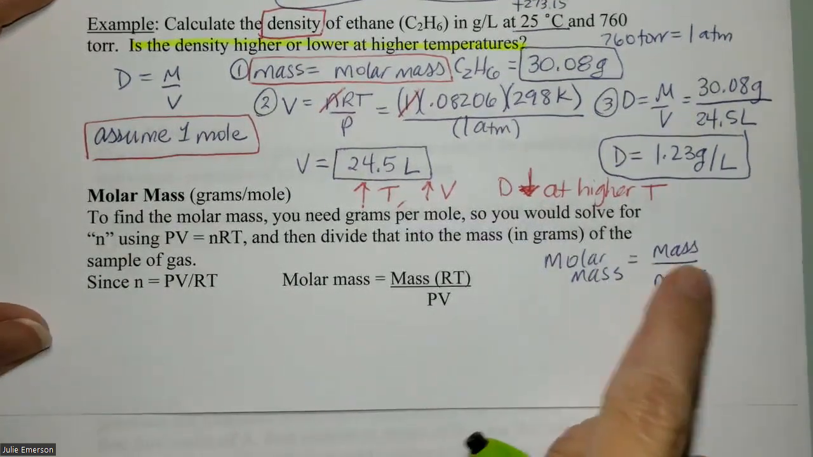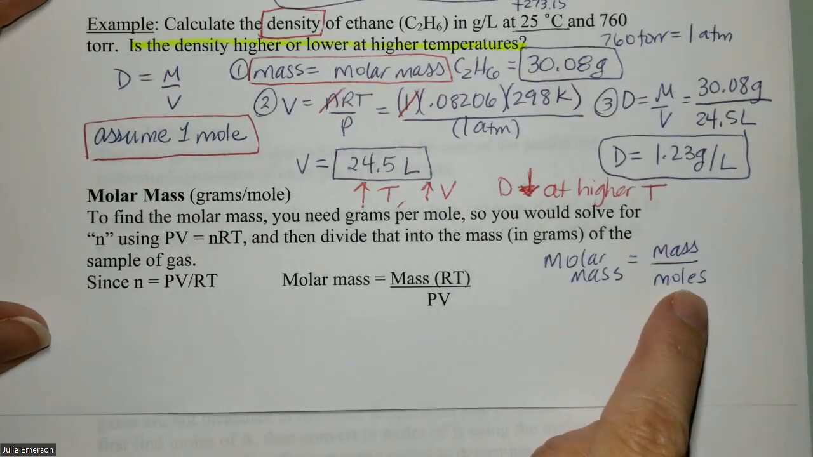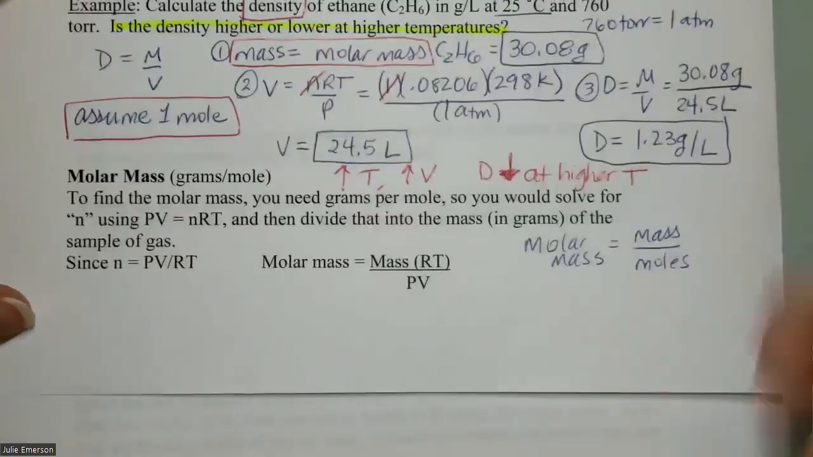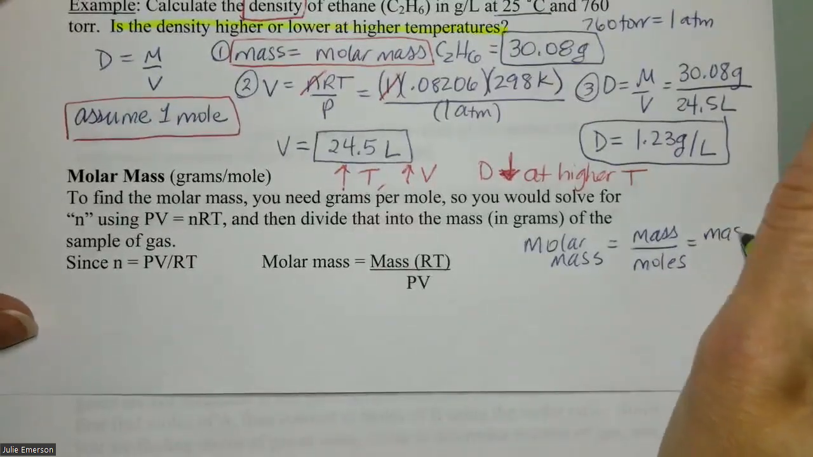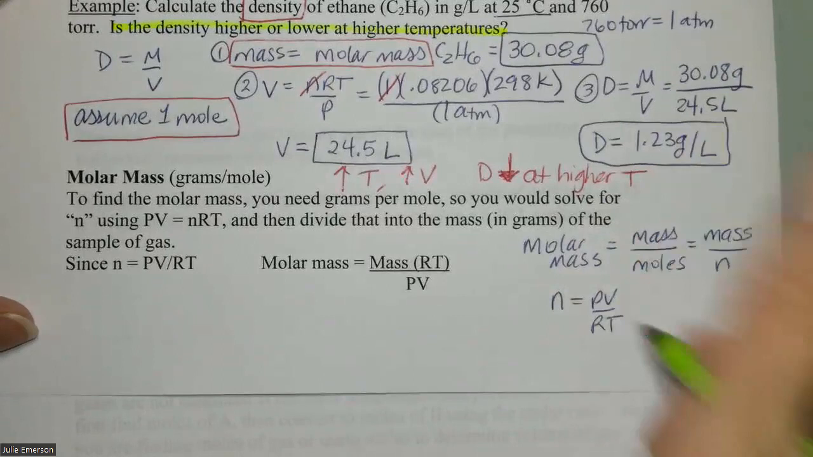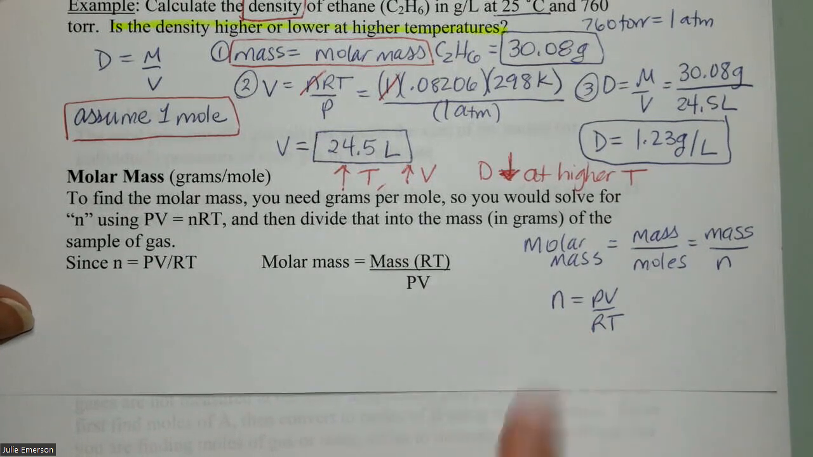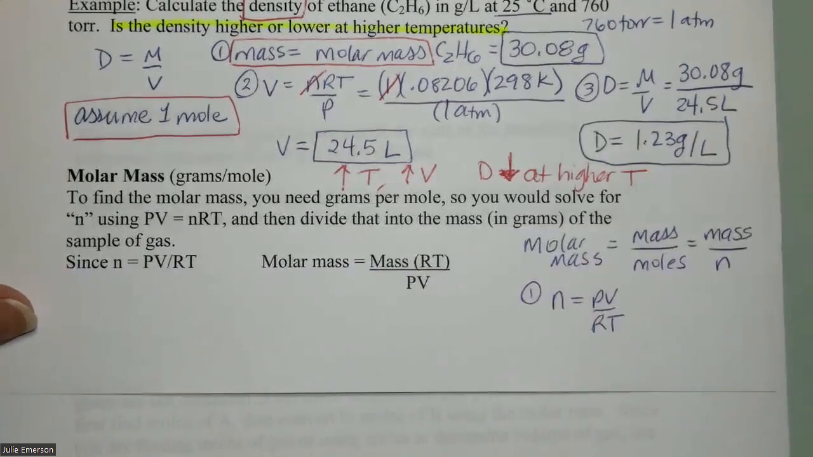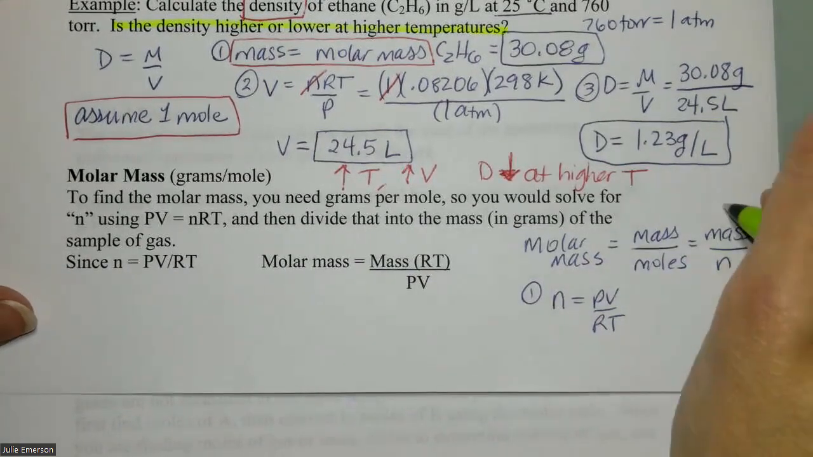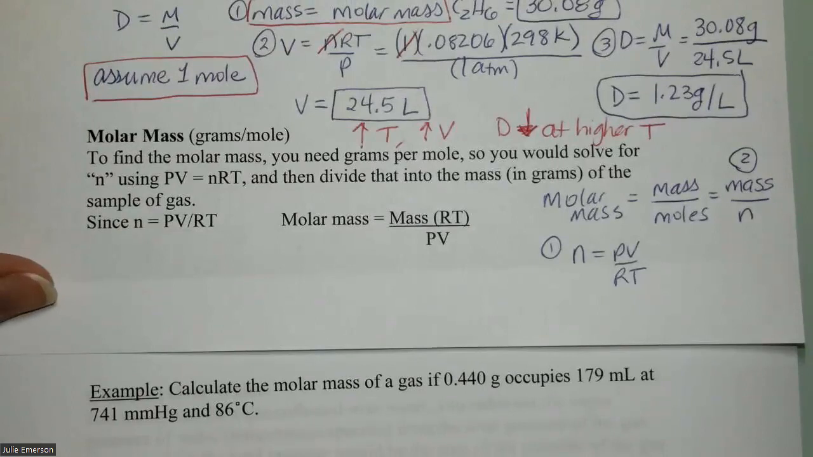Instead, we're going to be told the mass of gas in the sample, and we're going to have to figure out how many moles are present, and we'll have other pieces of information. So this is going to be equal to mass divided by n, where n is going to come from PV equals nRT. All right, so we're going to do this in 2 parts. We're going to first find the number of moles present based on the pressure, volume, and temperature that's given. And then we'll take the mass given divided by moles, and that'll get us our molar mass. So let's look at an example.